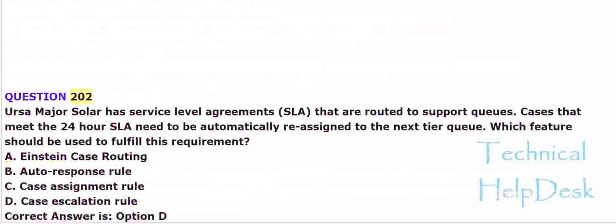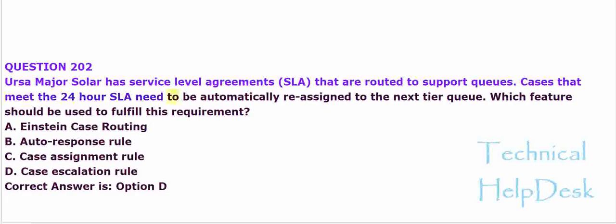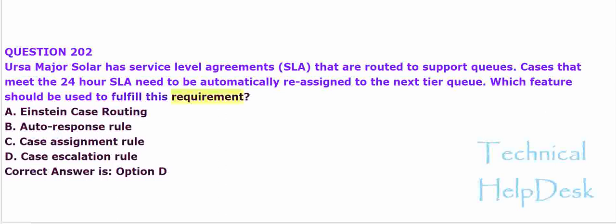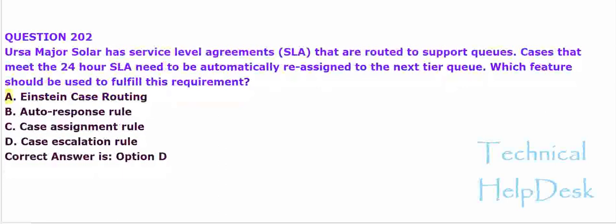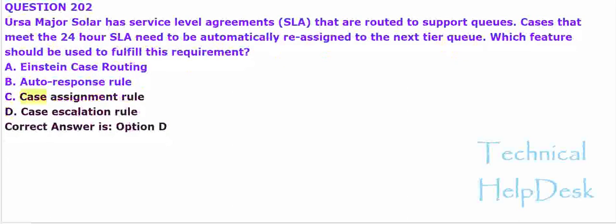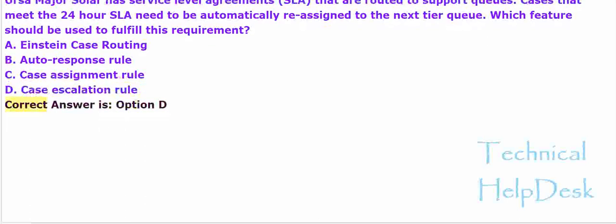Question 202. Ursa Major Solar has service level agreements, SLA, that are routed to support queues. Cases that meet the 24-hour SLA need to be automatically reassigned to the next tier queue. Which feature should be used to fulfill this requirement? A. Einstein case routing. B. Auto-response rule. C. Case assignment rule. D. Case escalation rule. Correct answer is option D.